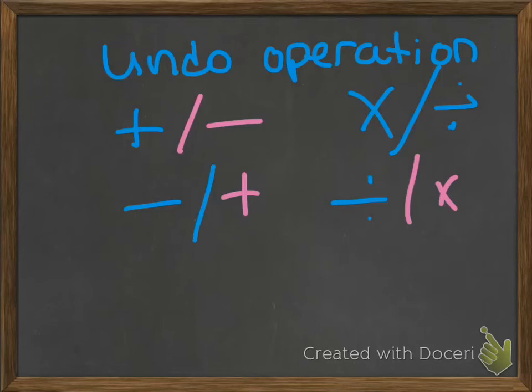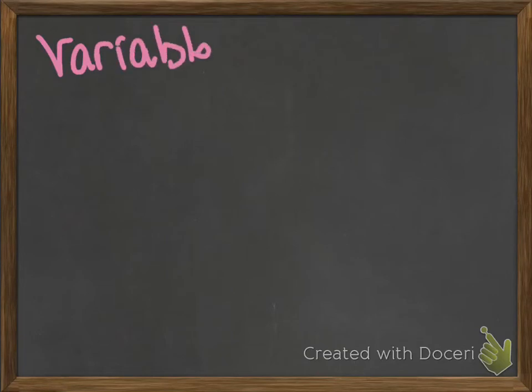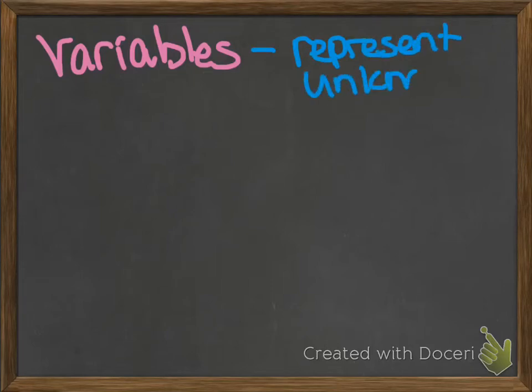Alright, so we're going to use that concept when we're talking about solving equations. In Algebra 1, we deal with x's, variables. Variables are letters that represent an unknown value. Letters that represent an unknown value.